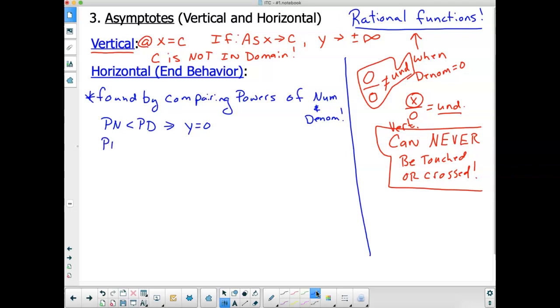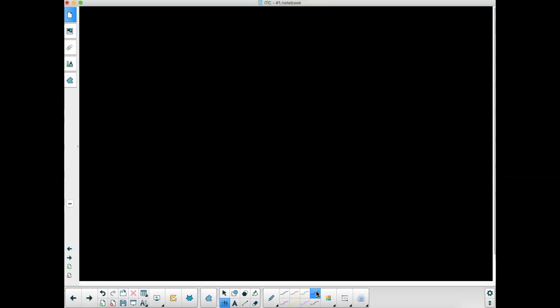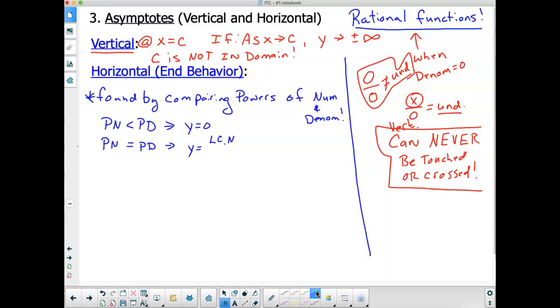If I have the power of the numerator exactly equal to the power of the denominator, okay, we will have a horizontal asymptote at y equals the lead coefficient of the numerator divided by the lead coefficient of the denominator. That is the coefficient on the biggest power in the top over the coefficient of the biggest power in the bottom. And if the power of the numerator is greater than the power of the denominator, then there is none. We don't have a horizontal asymptote, because it takes everything over and it just goes to infinity.